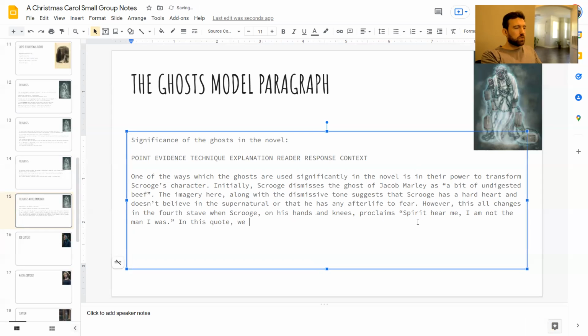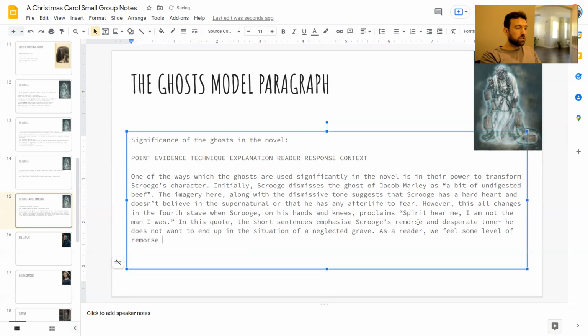In this quote, the short sentences emphasize Scrooge's remorse and desperate tone. He does not want to end up in the situation of a neglected grave. As a reader, we feel some level of remorse for Scrooge. He was a bad man, yet now he genuinely seems to want to change.